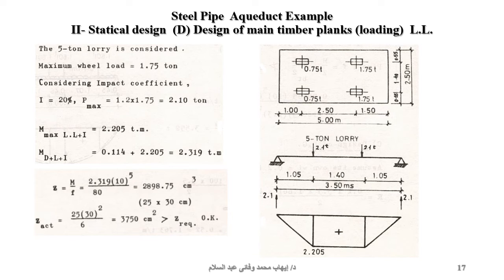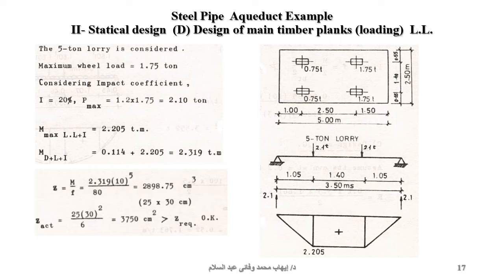Then we begin to work on live load loading. We have a 5-ton lorry considered. Maximum wheel load 1.75. We arrive at impact 20%. P maximum is P multiply 1.2. It arrives at 2.1 ton. M maximum live load 2.205 ton meter.